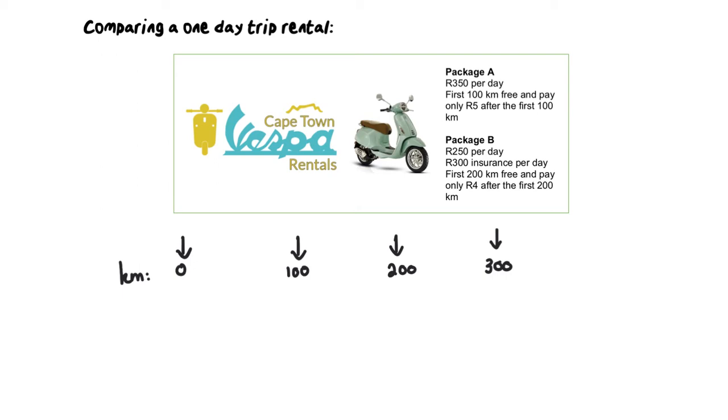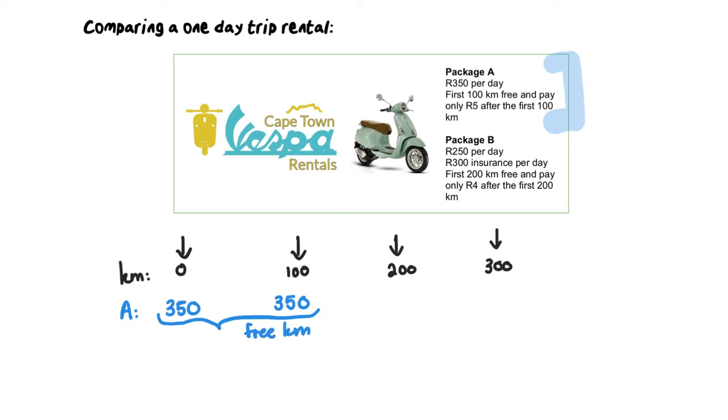I'm going to choose different colors for my different options so that we can easily compare them in our structure here below. So starting with package A, I have to pay 350 Rand per day. So even if I don't drive any amount of kilometers, for 0 it will be 350 Rand, and even at 100 kilometers it will be 350 Rand, because this section is free kilometers. You only pay your daily charge.